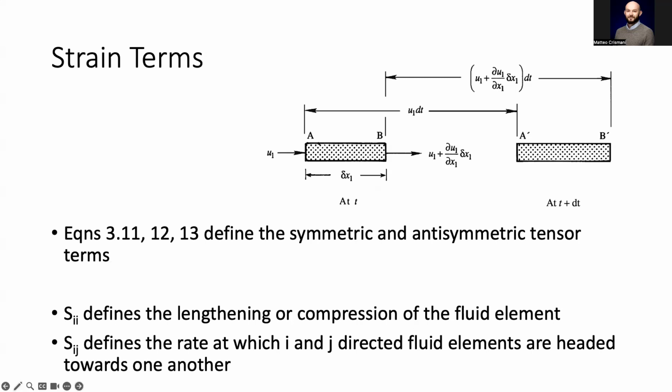And now we can think of a particle. So S_ij talks about the rate at which i and j fluid elements are headed towards each other. Okay? So let's imagine now, let's take two directions. Let's take i equals x and j equals y. So here I have this one. This is saying, how is the velocity in x changing with respect to y? Does that have to do with the compression? No, it can't. Because in a compression, nothing's changing.